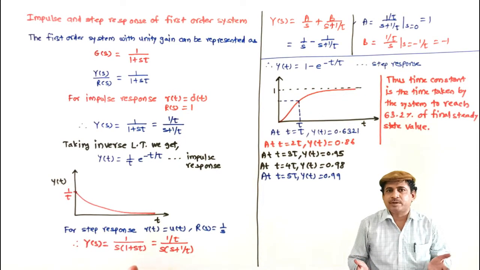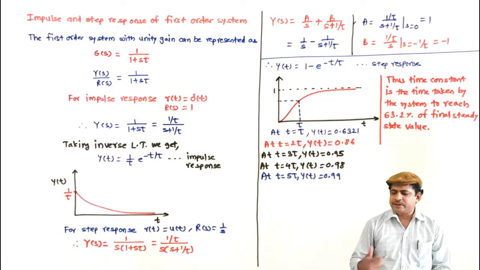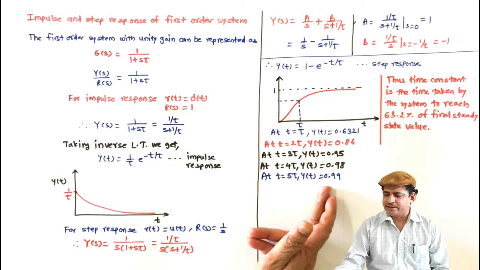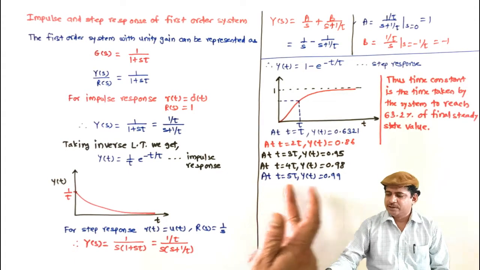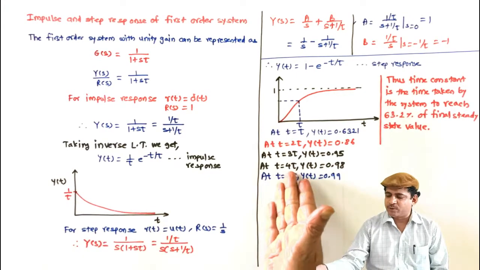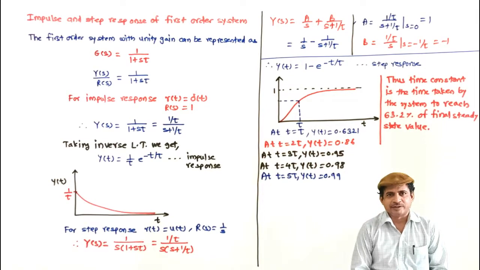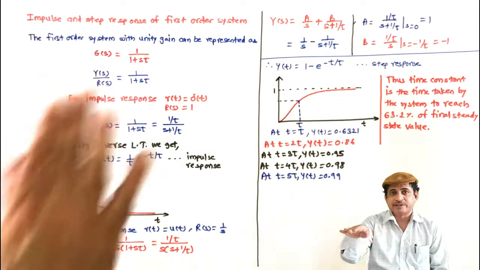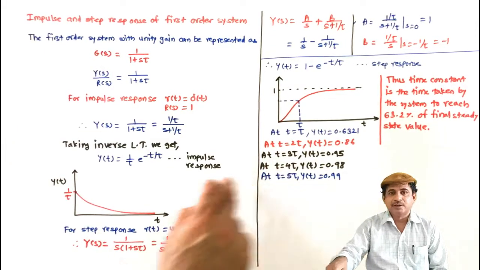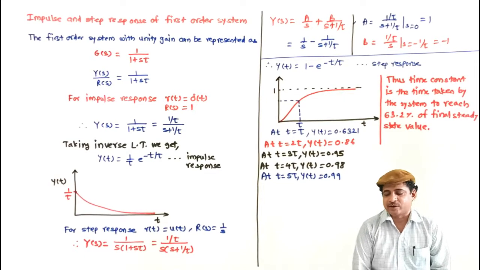So in case of practical applications, you can take the steady state at say 1% of the final steady state, then it is 5 times the time constant, or 2% of the final steady state, then it can be 4 times the time constant, or 5% of the final steady state, then it can be 3 times the time constant. So we can get the approximate settling time. These approximations will be useful while discussing the second order systems.